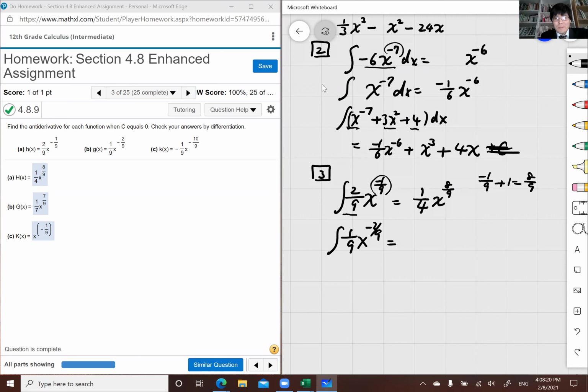Okay, so for this one, it's going to be x to the 7/9. That gives you 7/9 when differentiated, so I have to divide by 7. Okay, so adding 1 to the power, you're going to get -1/9. And when you differentiate this, you're going to get -1/9 in front. So it's already in perfect form. So that's the answer.